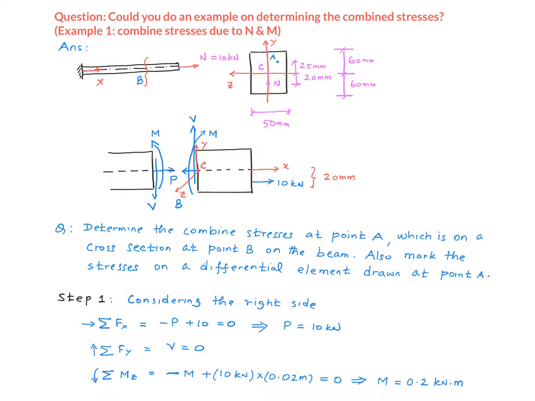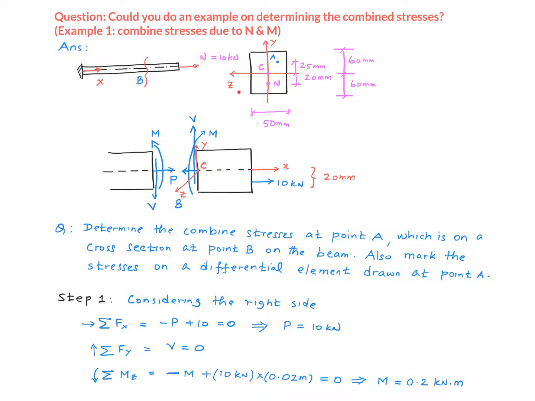We can either use the left side or the right side to solve this problem, but here I'm going to use the right side. First we sum up the forces in the x direction, which is this direction right here. We have P acting in the negative x direction, 10 kilonewton acting in the positive x direction. So P goes in as a negative term here, and 10 goes in as a positive term, and the sum of the two must be equal to 0, so that gives us a value for P. So P is calculated to be 10 kilonewton. Now we sum the forces in the y direction, which is this direction right there. V is the only force acting in that direction, and therefore V must be equal to 0.